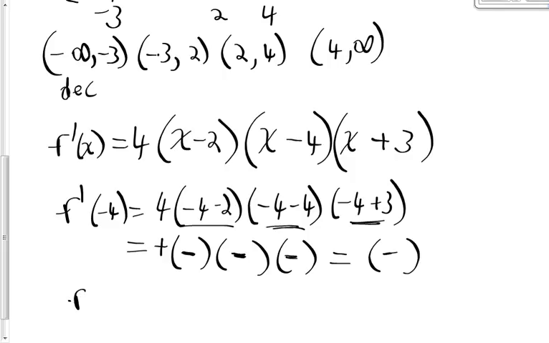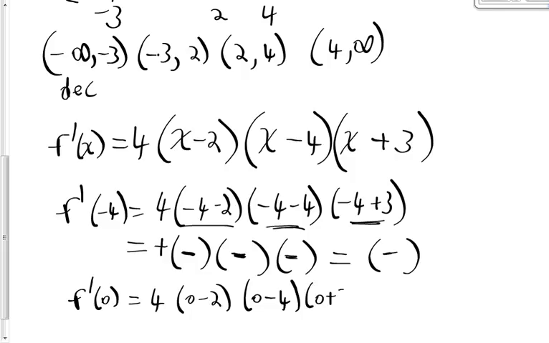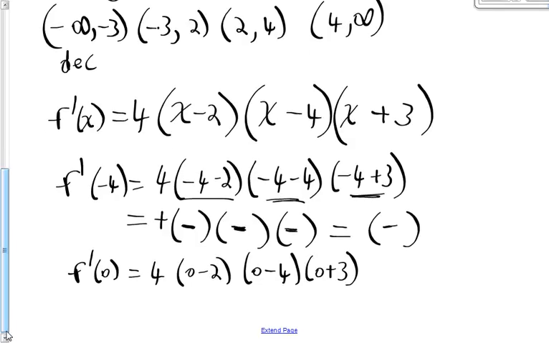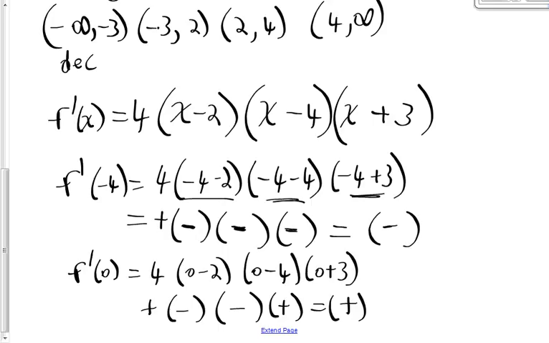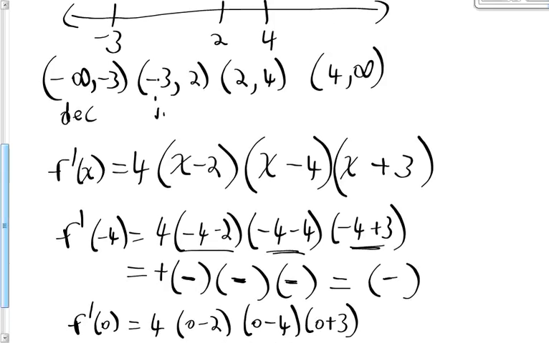A number on that interval is 0. So I'll find the f prime of 0. The f prime of 0 is going to be 4 times (0 minus 2) times (0 minus 4) times (0 plus 3). That's going to give me positive for 4. 4 is positive always. 0 minus 2 is negative. 0 minus 4 is also negative. And 0 plus 3 is positive. So I have a positive times a negative times a negative times a positive, which gives me a positive answer. So on that second interval, the function is increasing.